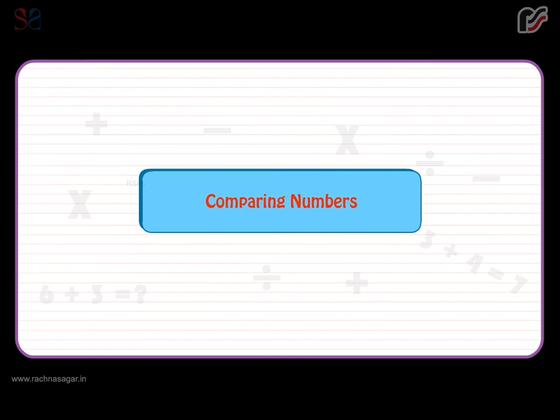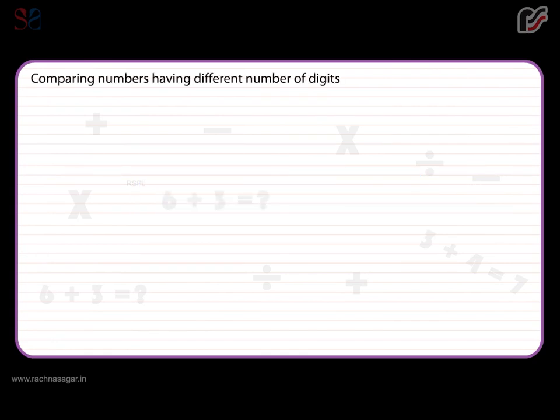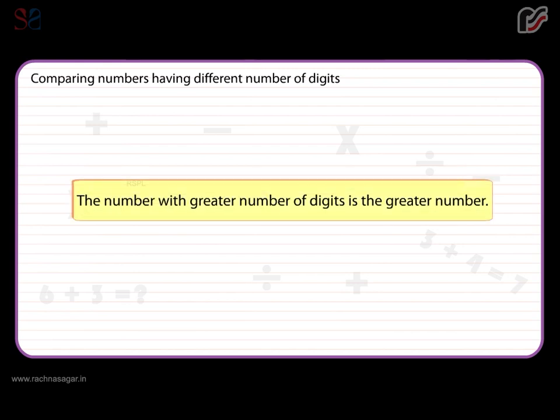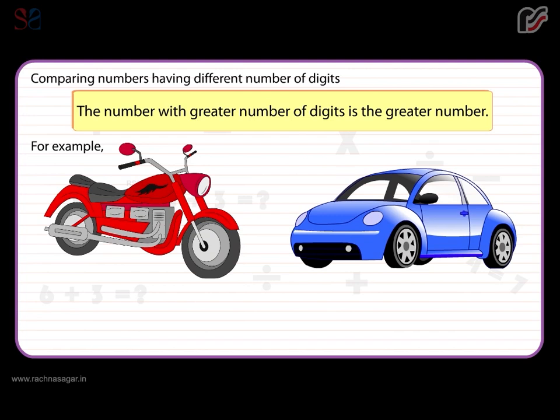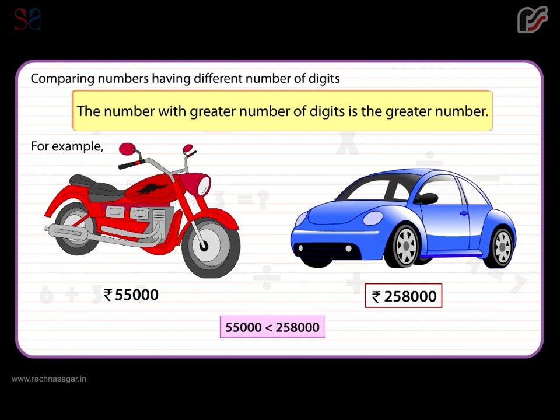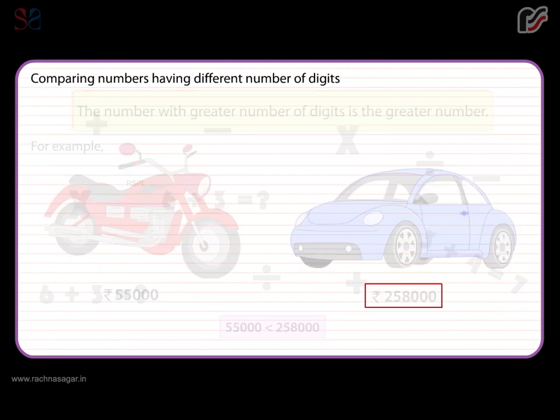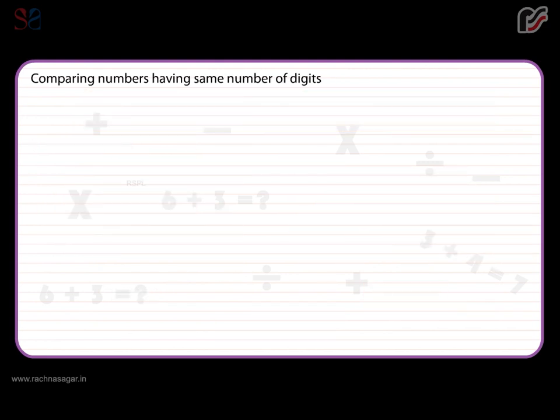Comparing numbers. Comparing numbers having different number of digits. The number with greater number of digits is the greater number. For example, the cost of a motorbike is rupees 55,000 and cost of a car is rupees 2,58,000. Here we can see that there are 5 digits in 55,000 and 6 digits in 2,58,000. Therefore, 55,000 is less than 2,58,000.